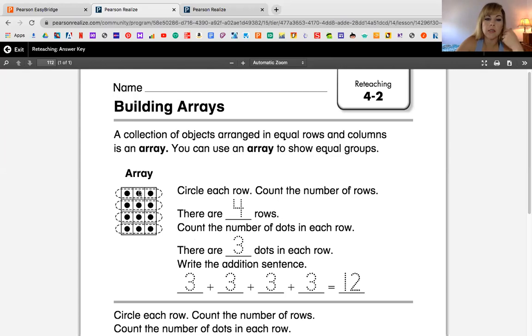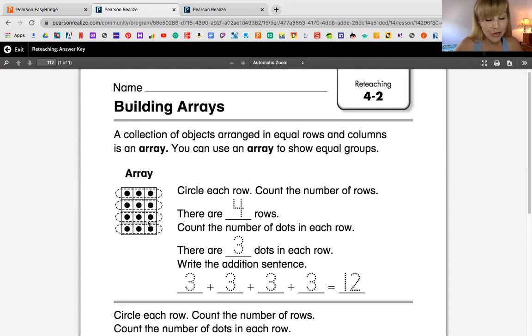Write the addition sentence. So I have 1 row of 3, a 2nd row of 3, a 3rd row of 3, and a 4th row of 3. So I have 4 rows, and each of those rows has 3. So my addition is going to be 3 plus 3 plus 3 plus 3. So that's where they have 3 plus 3 plus 3 plus 3. And then in total, I have 12. And I can check my work by adding those together.